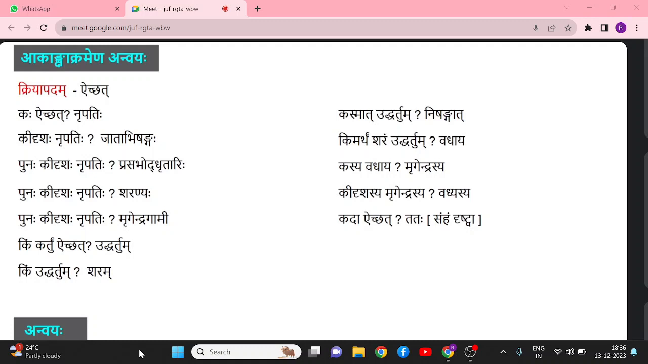Is anybody trying to tell something? There's an echo. Okay, so he wanted to take out an arrow. He wished to take out an arrow from the quiver in order to kill the killable Simha, killable Mrugendra, who wanted to, Mrugendragami Sharanyah Prasabodhrutarihi Nripatihi.